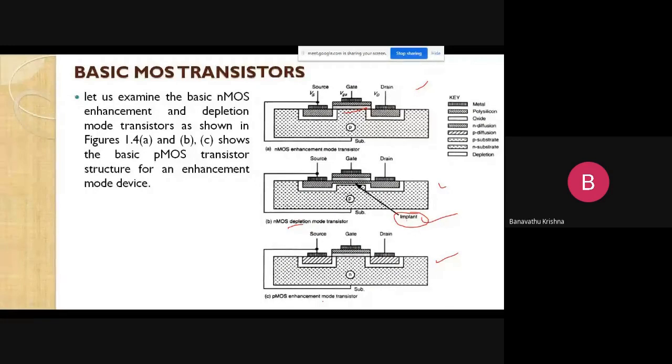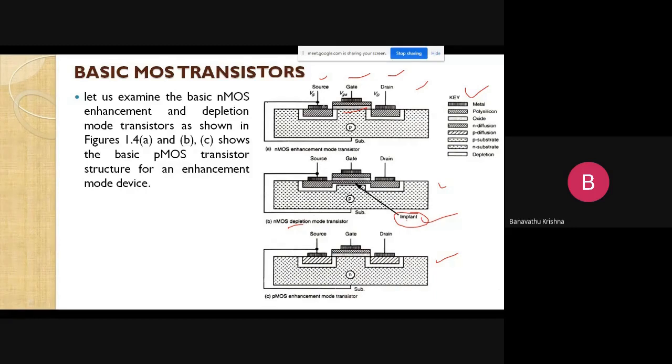So let us carefully observe the basic differences in the structures of the NMOS enhancement mode transistor, NMOS depletion mode transistor and PMOS enhancement mode transistor. These are the key material layers with which we can construct the basic structures. These are the three terminals: source terminal, gate terminal, and drain terminal.